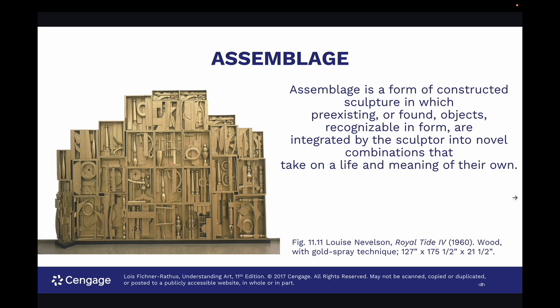And assemblage is a form of constructed sculpture, so you're still constructing by taking different objects and putting them together. But a lot of times assemblage uses pre-existing or found objects, things that you might already recognize. Looking at this sculpture by Louise Nevelson, you can probably see finials from furniture, like a table base, things like banisters, or maybe the posts from a bed frame. These are recognizable everyday objects that she has reappropriated into sculptural pieces. So they kind of take on a new life and a new meaning.